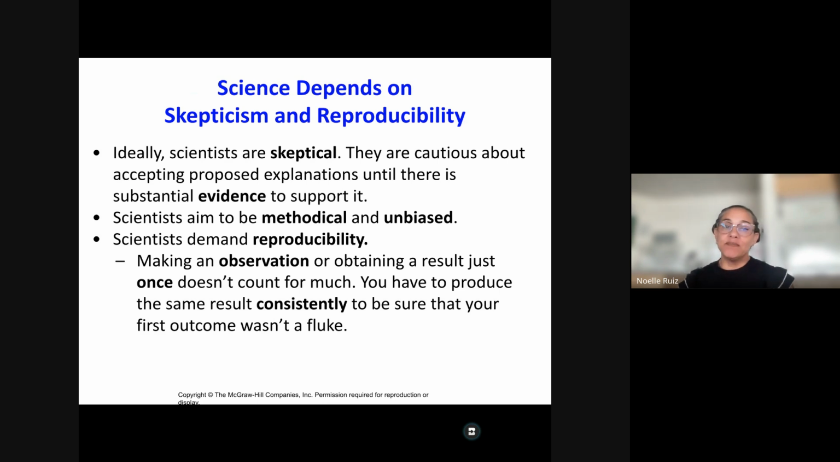Science depends on skepticism and that reproducibility we were just talking about. Ideally, scientists are skeptical. We doubt all the time. I don't think that's how it happened. Let me try it. Let me do it again to see if I get the same results. They're cautious about accepting proposed explanations until there is substantial evidence to support it. Like I said, they gather all that knowledge and put together a cumulative body of evidence. Once there's enough evidence, then something becomes a theory.